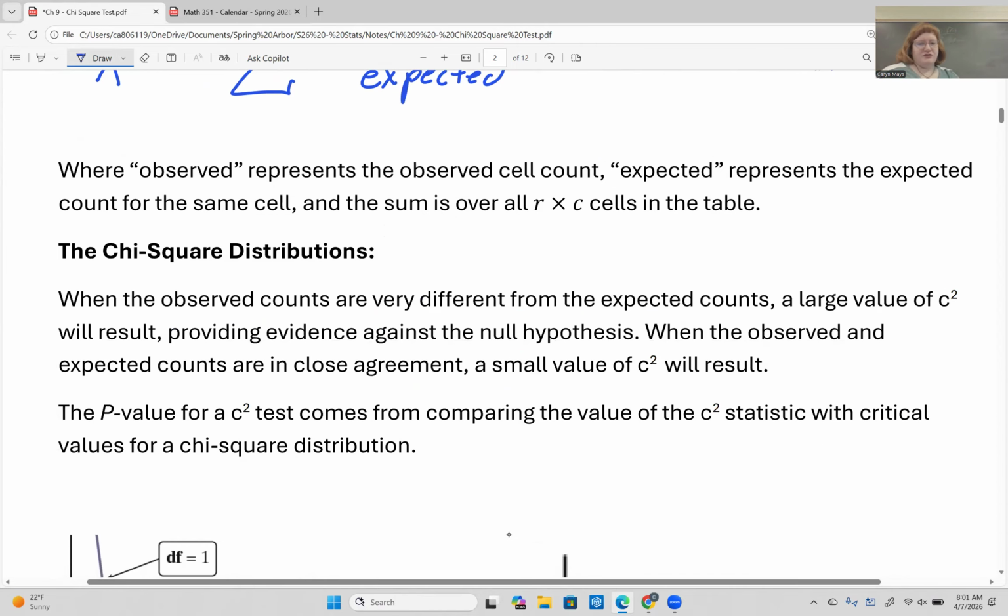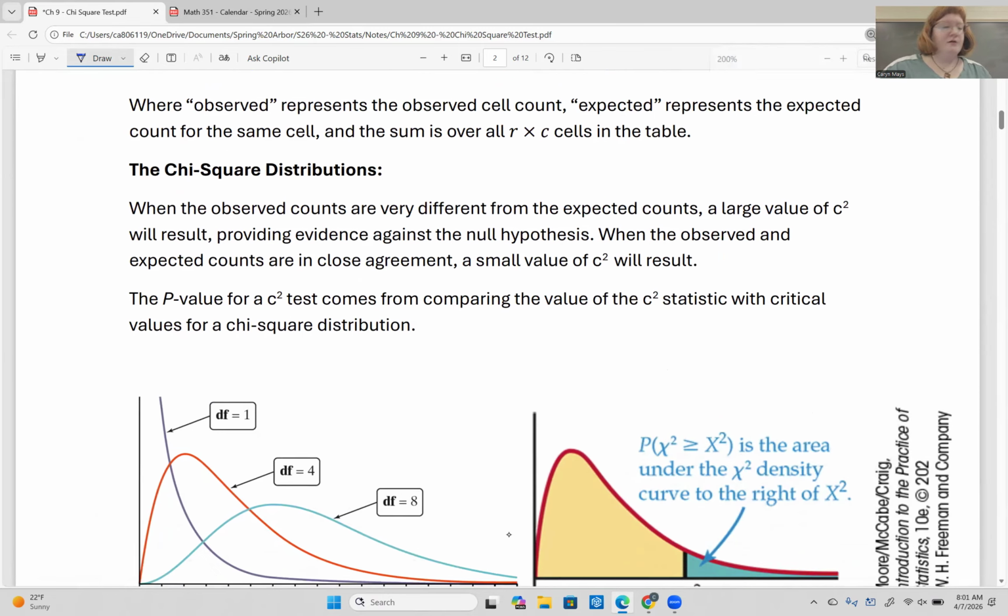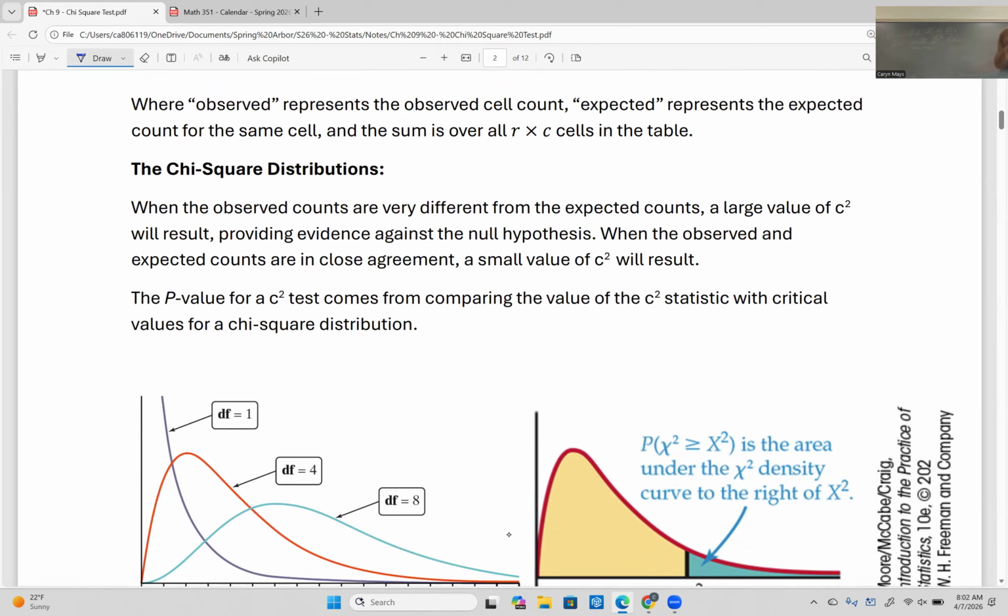This creates a distribution, and note, I noticed early this morning, too late to do anything about it, everywhere there's a c squared, that's supposed to be a chi-squared. It's all the Greek got changed here. So these should be chi-squared.